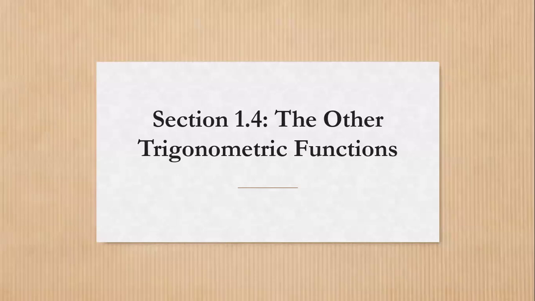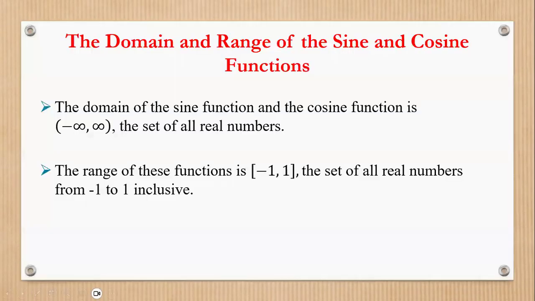In this section, which is the last section of chapter 1, we want to talk about the other characteristics of the trigonometric functions. The first thing that we want to talk about is the domain and the range of the sine and cosine function. What's the domain of the sine and cosine function?